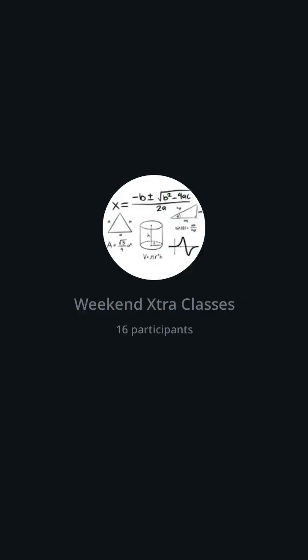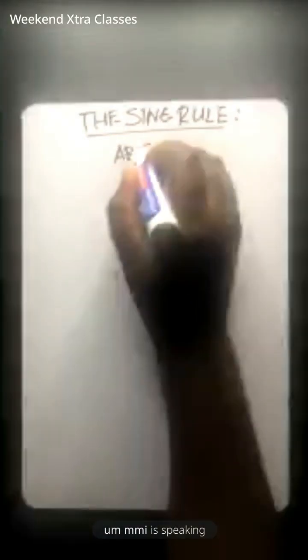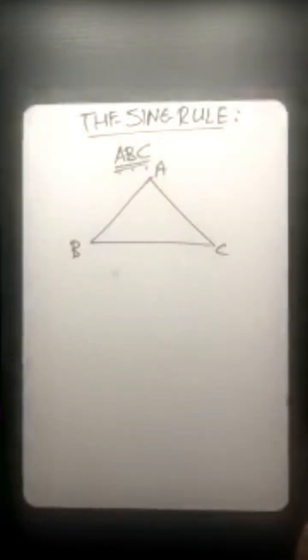I'm not sure if you are ready to note down all that you need to know regarding the sine rule. So in any triangle ABC, remember, it doesn't matter whether it's labeled A, B, or C, what matters the most is that you have three corners which form a triangle. Let me quickly draw it so that it makes perfect sense. Let's say this is A, this is B, this is C.